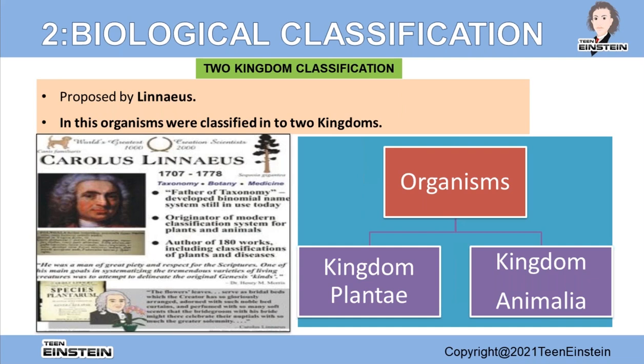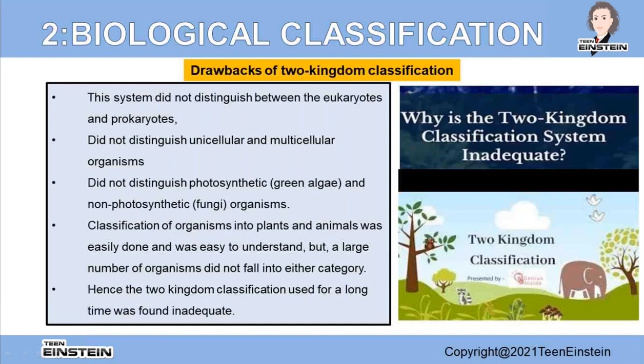Only two categories were there in this. So we can say the two kingdom classification is inadequate. This two kingdom classification had so many drawbacks, because here you can see the two kingdom classification in this picture. This represents the two kingdom classification.